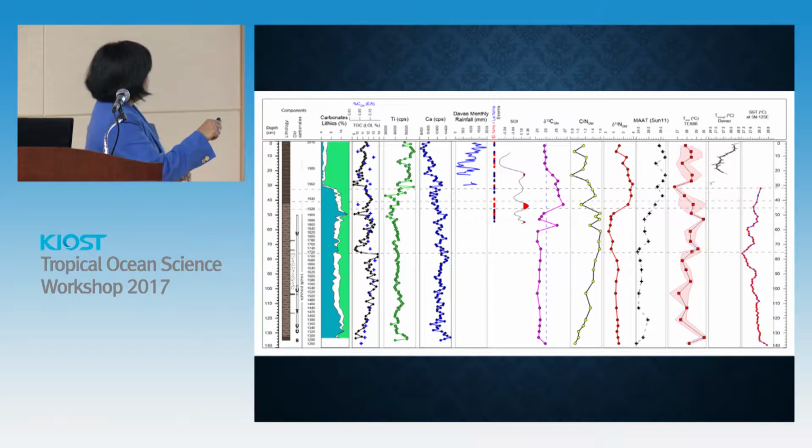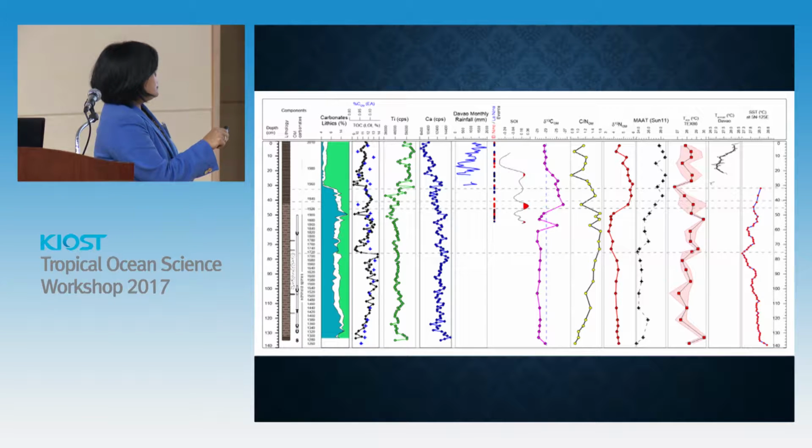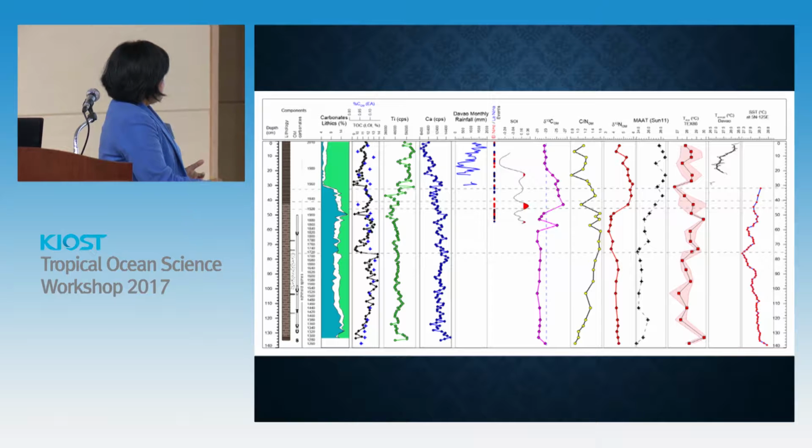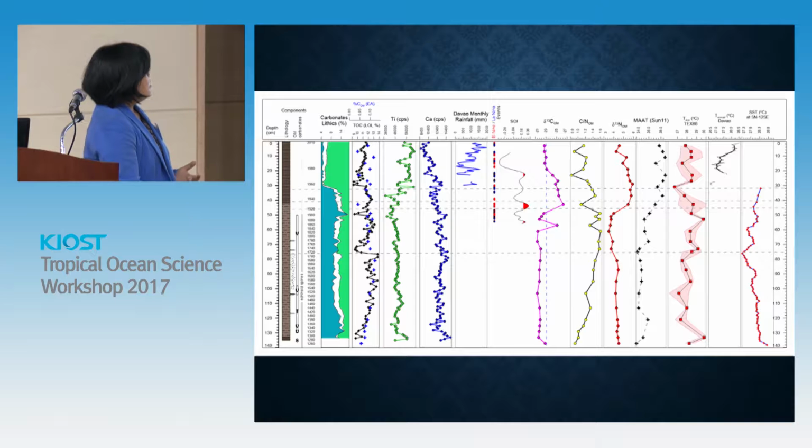So this is our core. It's a short core, 1.4 meters long, in the lake. We collected it around 2011. At 1.4 meters, the bottom is about 1260 AD. So we've got about 700 years of data.